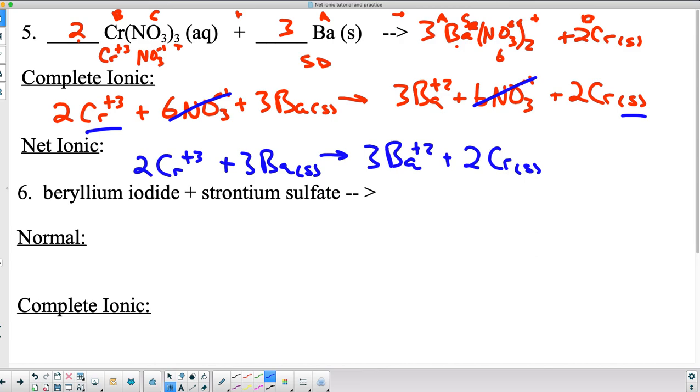Do you see how I got 6 NO3 here? I just want to make sure. The 2 times the 3 gives me 6 NO3s, and that's why it comes down as a coefficient here. Okay, just want to make sure that's obvious.